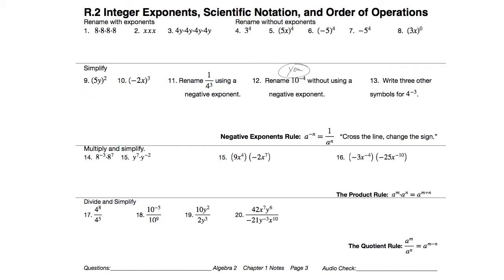Alright, good people, this is section R-2, the review chapter, second section: integer exponents, scientific notation, and order of operations.